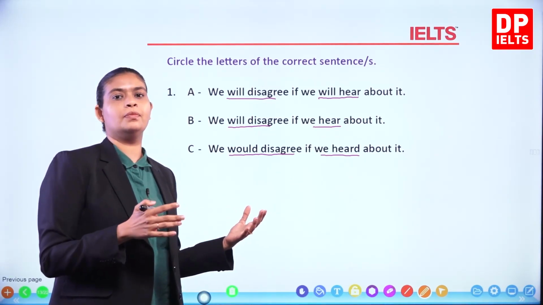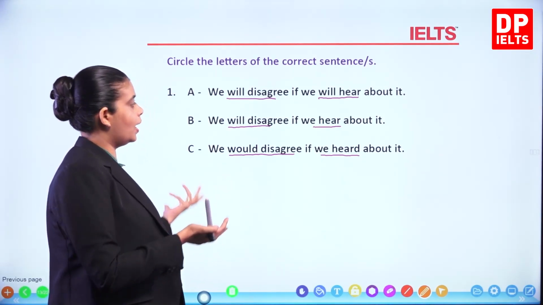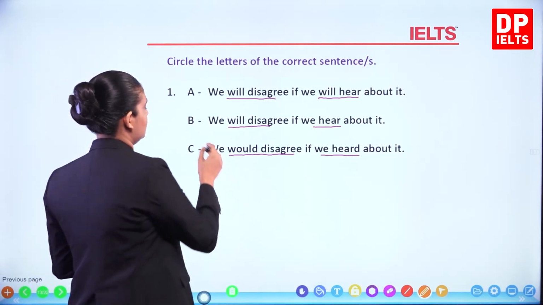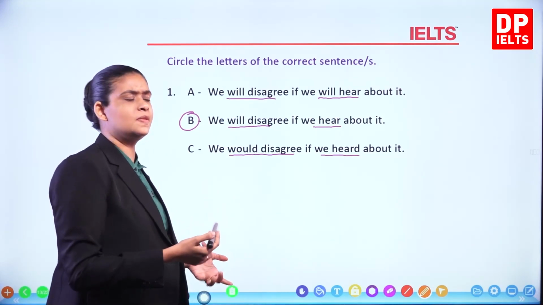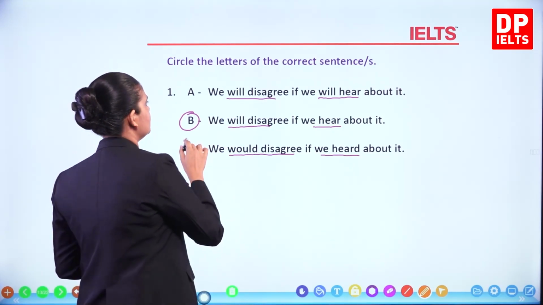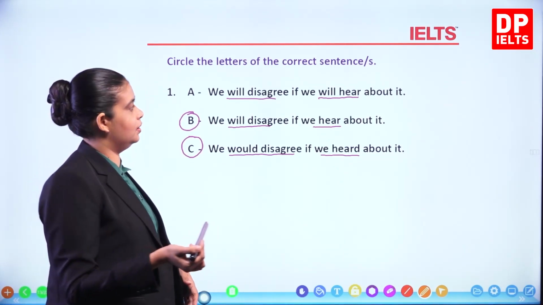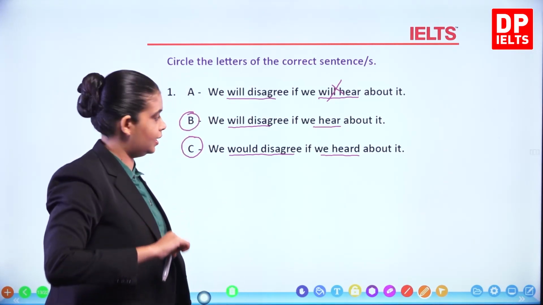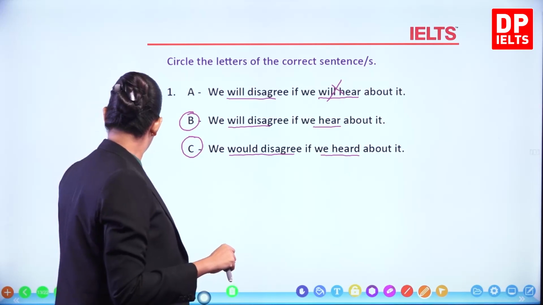So sometimes you could take this like a very likely thing to happen or an unlikely thing to happen, okay? So we will disagree, probably yes, could be a possible way. Sometimes it could be highly unlikely as well. If we hear or if we heard. We will hear, not really. Okay, so B and C are probable answers.